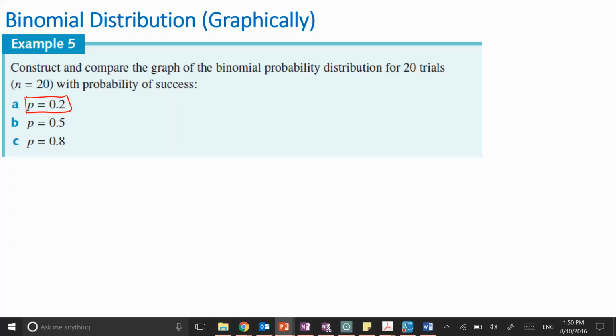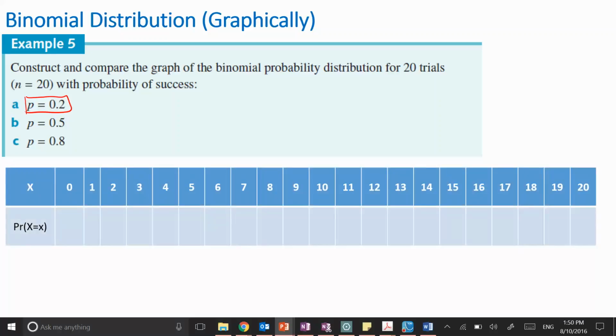If this still doesn't make sense, try to visualize it as a table. All I'm saying is, X is whatever I'm looking at, as in the success. So it could be getting a 6. So out of 20 trials, rolling a dice, for example, I could say roll a dice 20 times. What's the chance of me getting 0 6s? What's the chance of me getting 1 6? What's the chance of me getting 2 6s? 3 6s, 4 6s, 5 6s, 6 6s. And it carries on, right? So this is my distribution table.